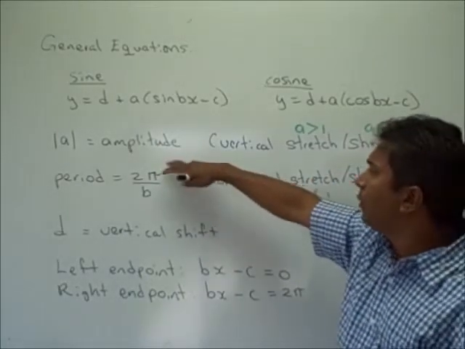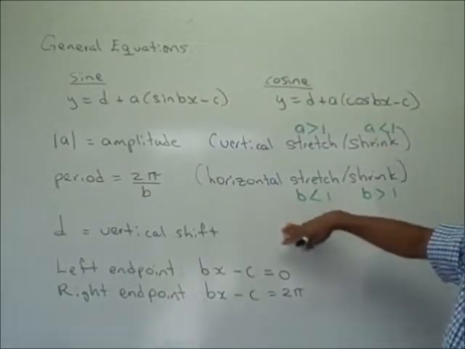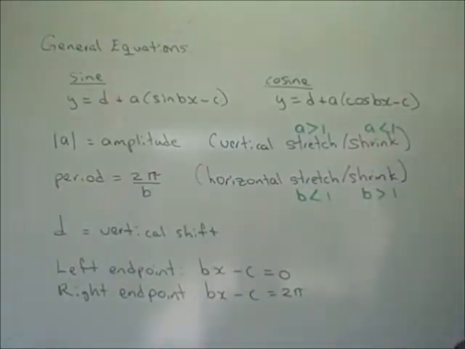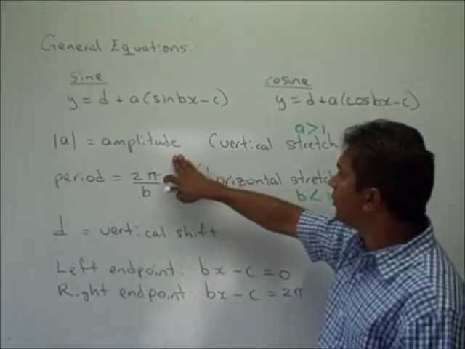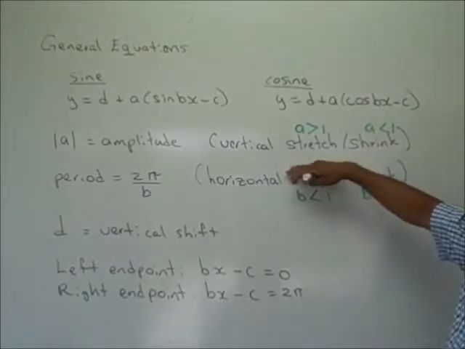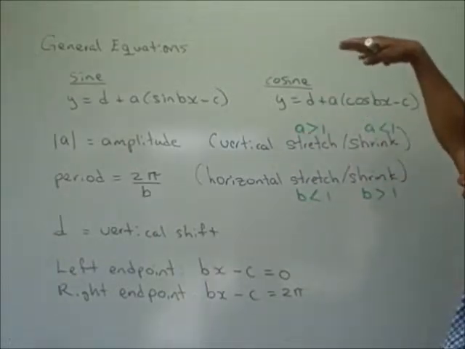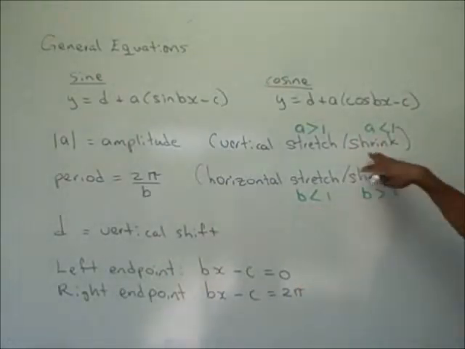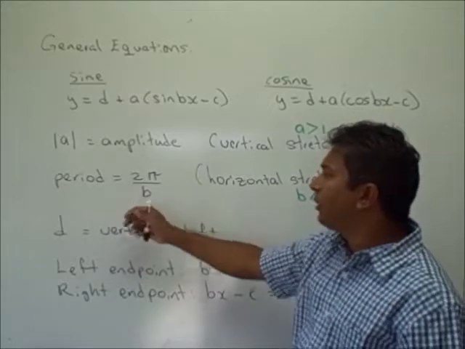If you recall, we said the amplitude was half the distance from the maximum to the minimum point. So the absolute value of a is our amplitude. For a standard sine curve or cosine curve, our amplitude is 1. When a is greater than 1, we have a vertical stretch of our sine and cosine function. That means it's going to expand in this direction. When a is less than 1, our standard curve will shrink. It will get smaller. The period for a standard function would be 2 pi.